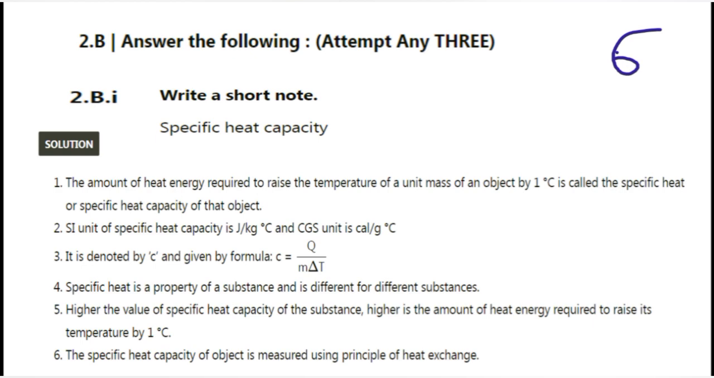Specific heat is a property of a substance and is different for different substances. The higher the value of specific heat capacity of the substance, the higher the amount of heat energy required to raise its temperature by 1 degree Celsius. The specific heat capacity of an object is measured using the principle of heat exchange. Here 6 points are given. We can write any 4 points to get 2 marks.